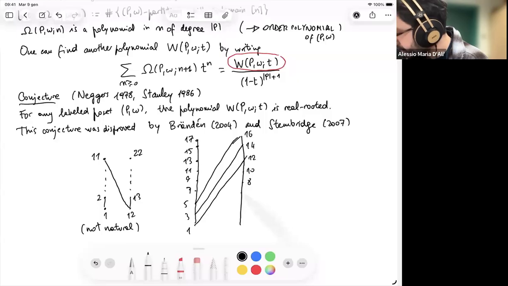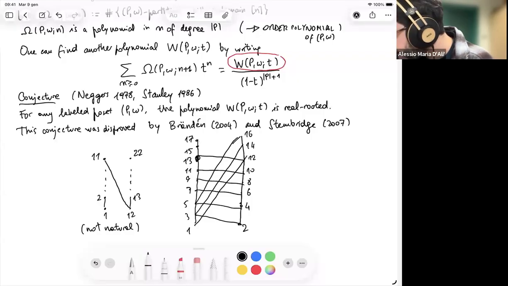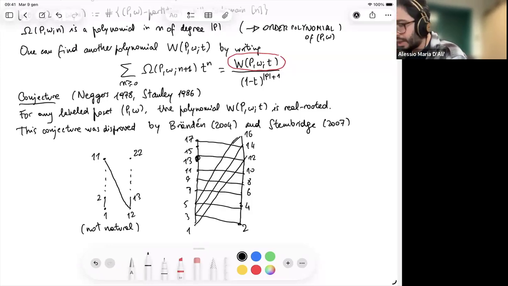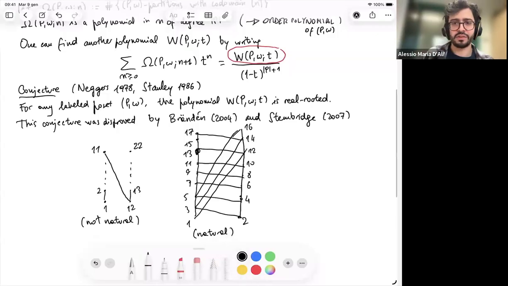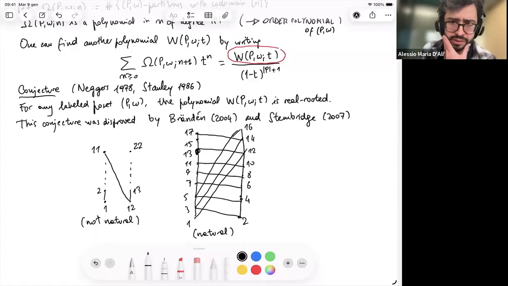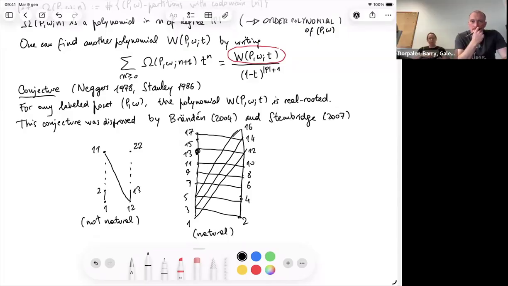I just want to say that there is some naturally labeled poset. This would be 13. Then I have this one, and I think I'm done. So yeah, apologies for this, but if I drew it a little better, you would see that this is actually natural. I tried to draw it in such a way that the numbers are actually respecting the order.